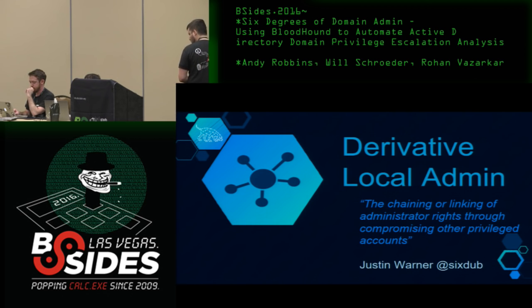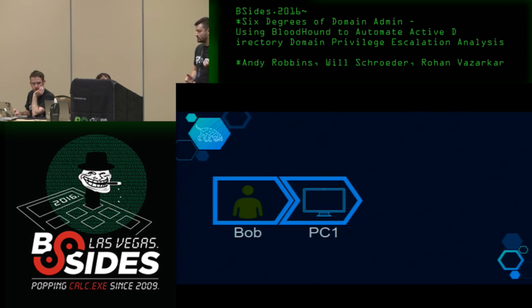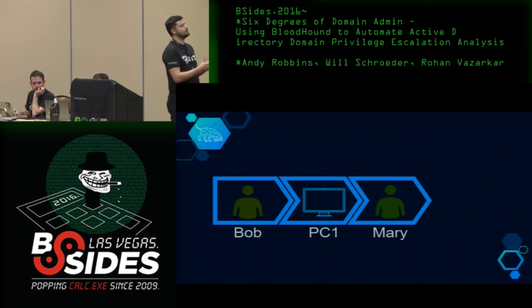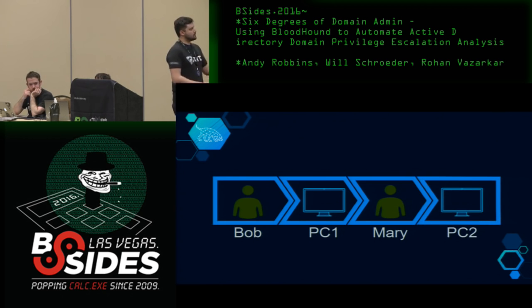Concise. So put another way, let's say we have this user, Bob. Now, Bob has admin rights to this computer called PC1. On PC1 is this user named Mary. Mary has admin rights on this system called PC2. So Bob derives administrator privileges to PC2 through compromising Mary as she is logged onto PC1.